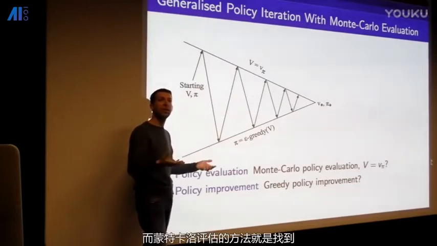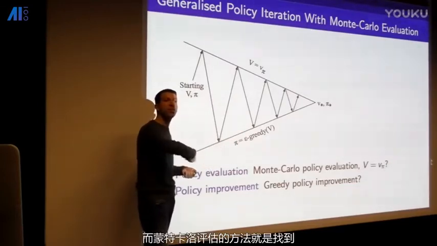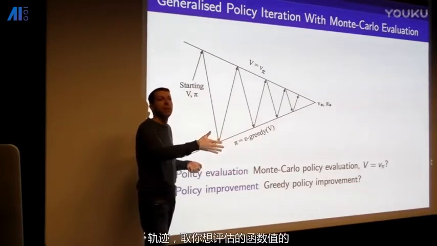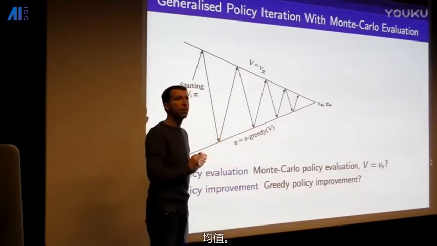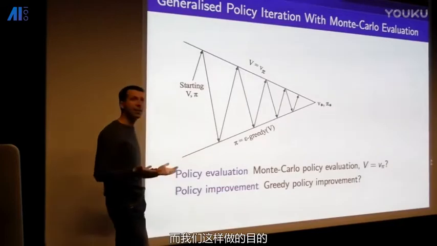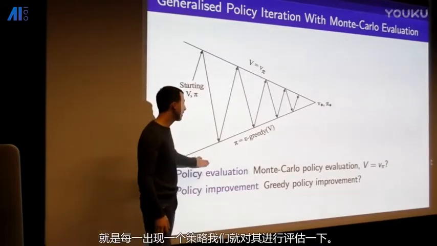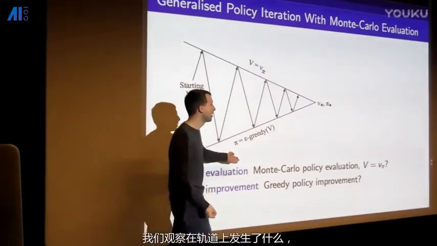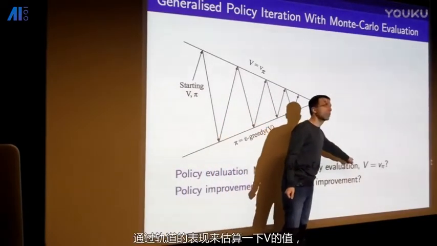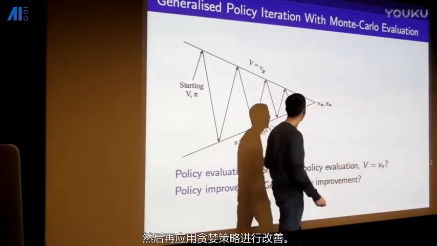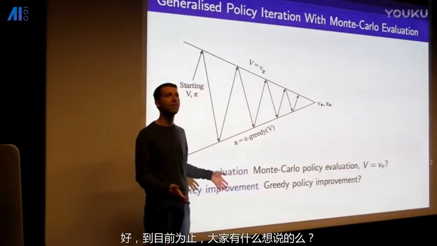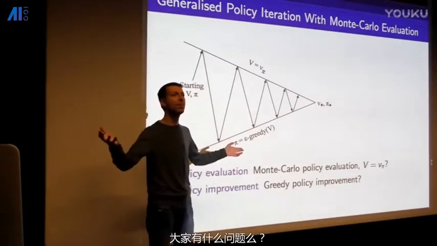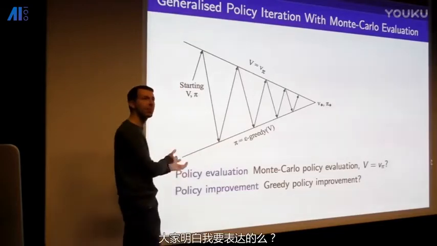So remember, Monte Carlo evaluation is just, you execute some trajectories and take the mean, and that's the value of your value function. So what about doing that as our process for estimating the value of the policy? What would happen if we just ran some trajectories, used those trajectories to estimate V, and then applied greedy policy improvement? Would that work? Any thoughts? Any problems with this idea? Do people understand what the suggestion is?